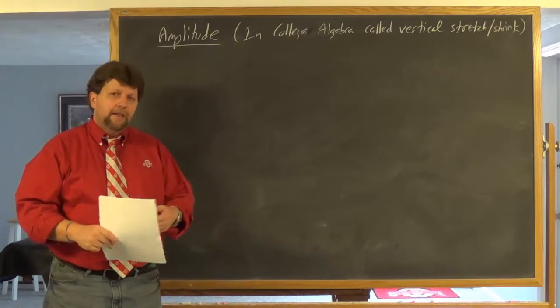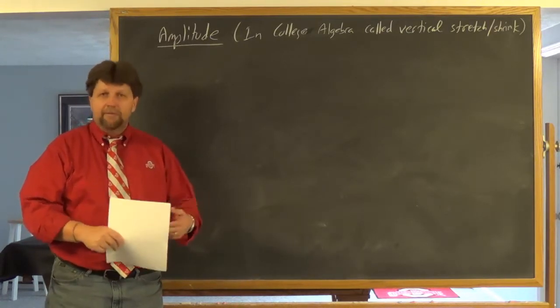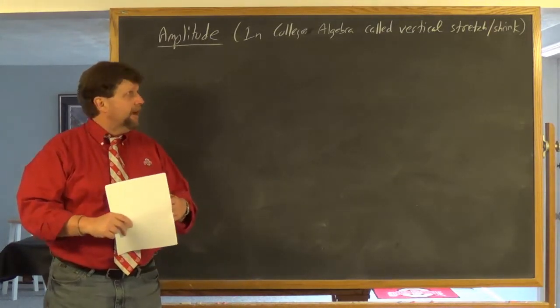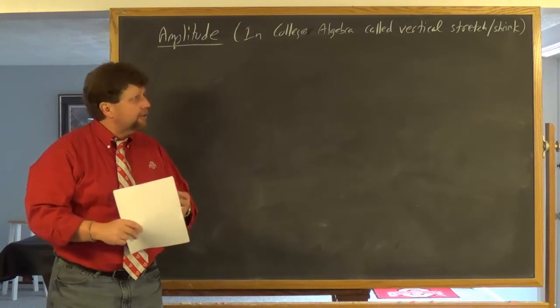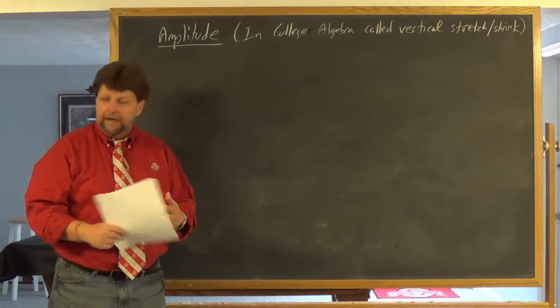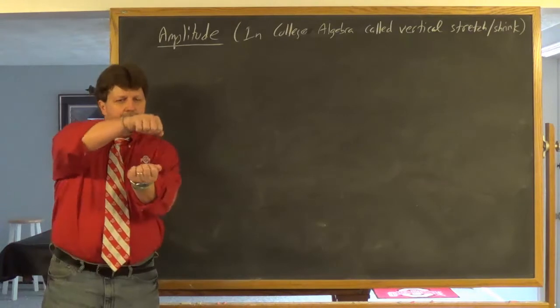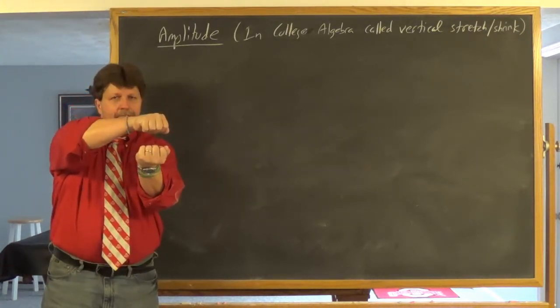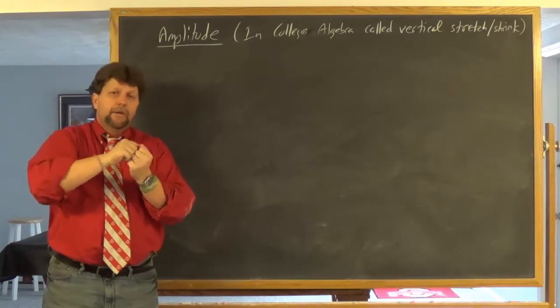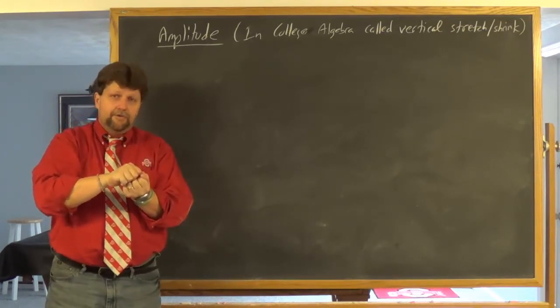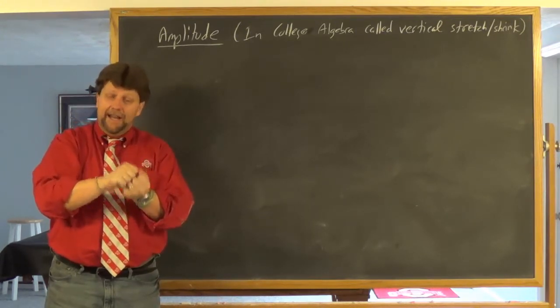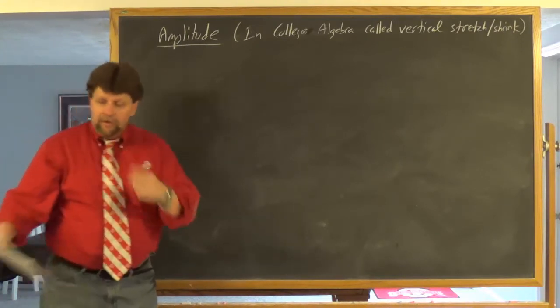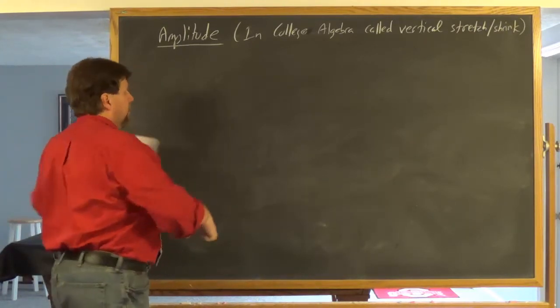Now in a prior math class, and the class before this is college algebra, it would have been called vertical stretch or vertical shrink. In trig, we don't call it vertical stretch or vertical shrink. We give it a special name. It's called amplitude.